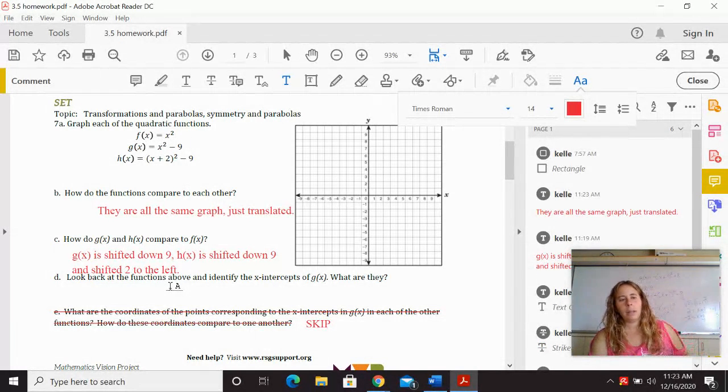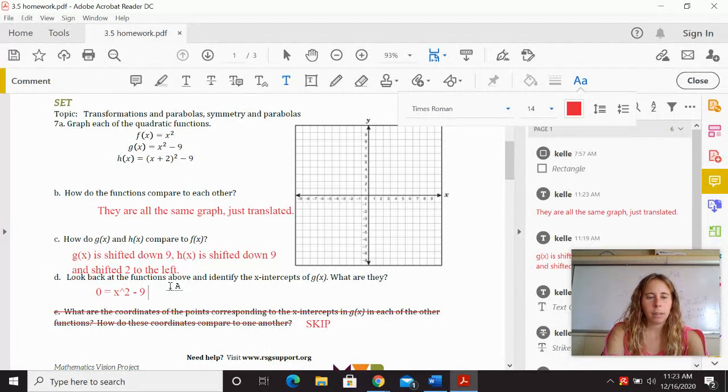So x-intercepts, that means that y is equal to 0. So 0 equals x squared minus 9. All right, solve for x. So you would add 9 to both sides. 9 equals x squared. And then you would take the square root of both sides. So you would get x equals 3 and negative 3.